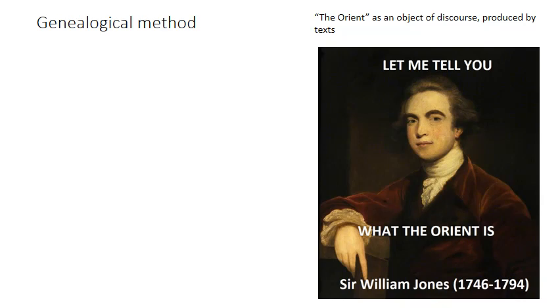Okay, the genealogical method. I have a little meme here of William Jones. This is quite simple to understand. Essentially, a genealogical inquiry seeks to expose how supposedly basic categories such as the Orient or sex are produced by discursive practices. So a genealogical method, you could also call it discourse analysis, basically, is a term for the Foucauldian-Saidian method of looking at how supposedly basic categories are in fact products of discourse.